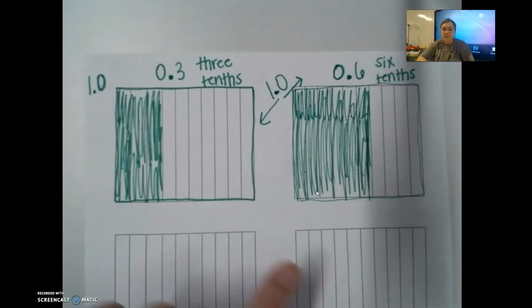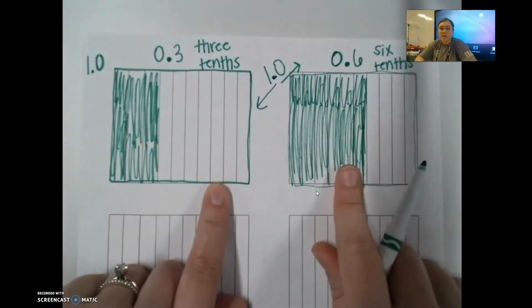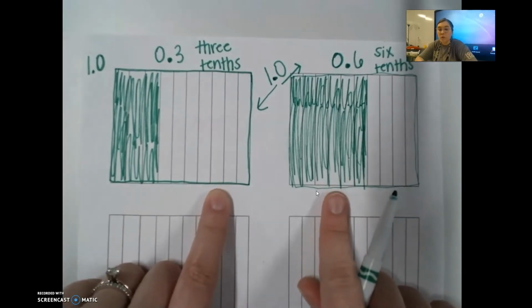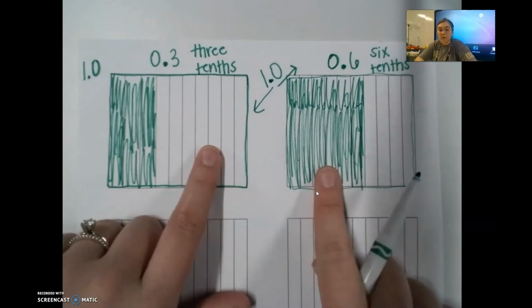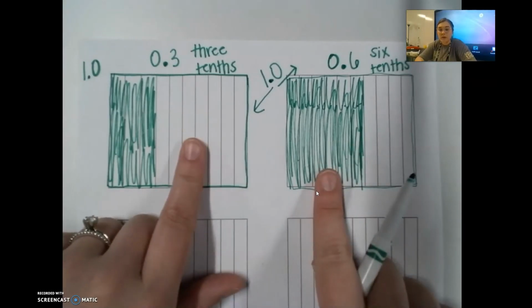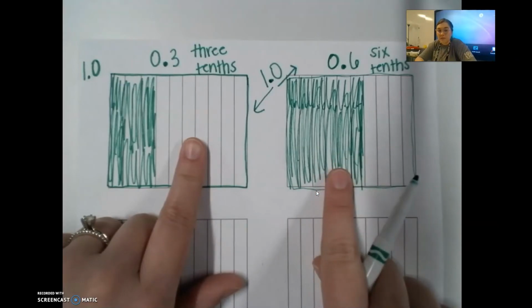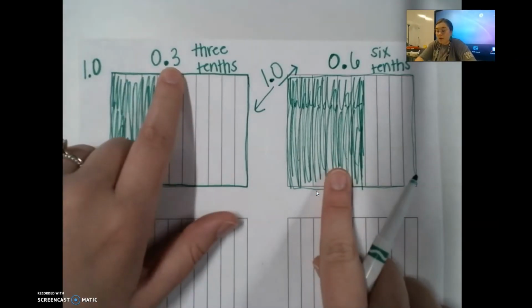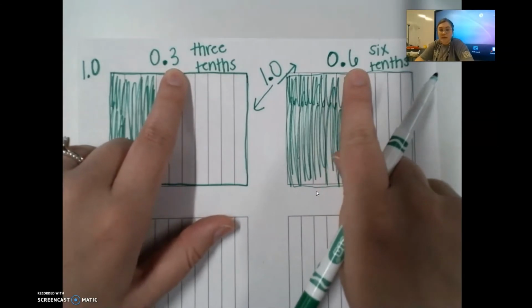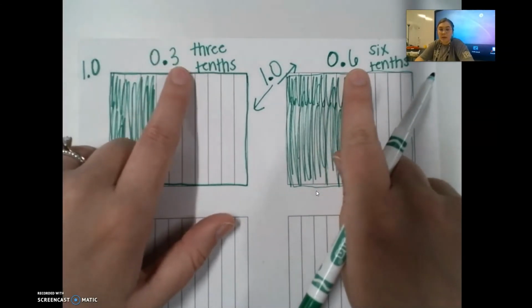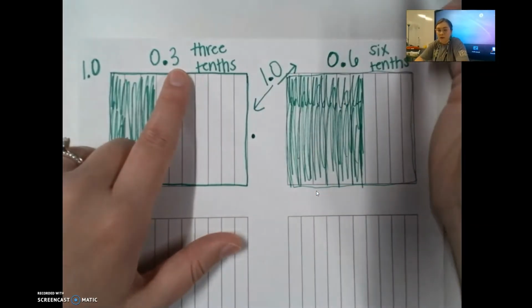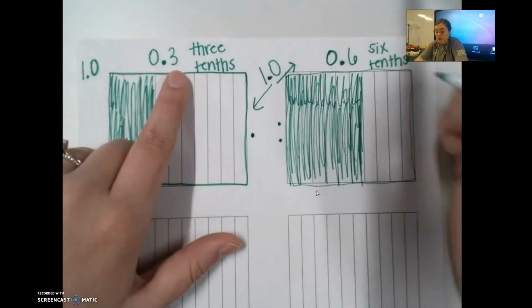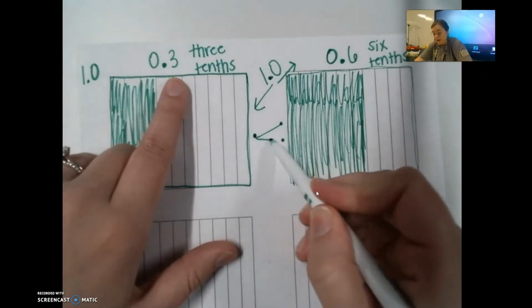6 tenths. So if I compare these two, which one is 0.3 greater than, less than, or equal to 0.6? 3 tenths greater than, less than, or equal to 6 tenths. Well, I look at my first number behind that decimal point, and I know that 3 is smaller than 6, so I put my 1 dot to the small number, 2 dots to the big number, and I connect the dots.